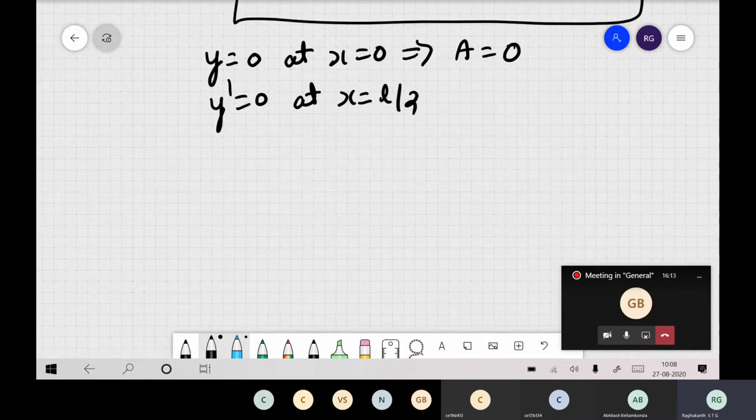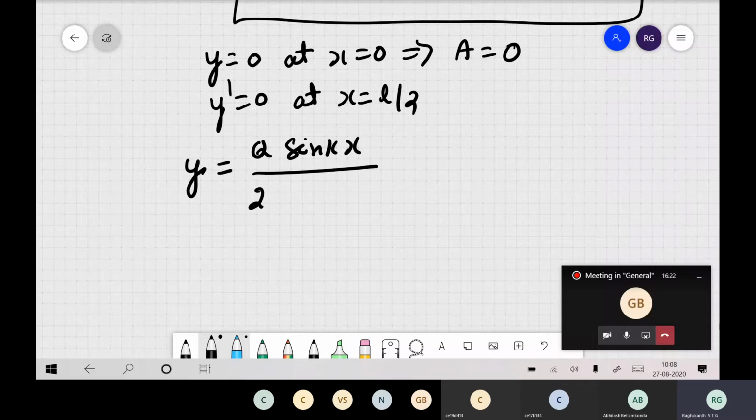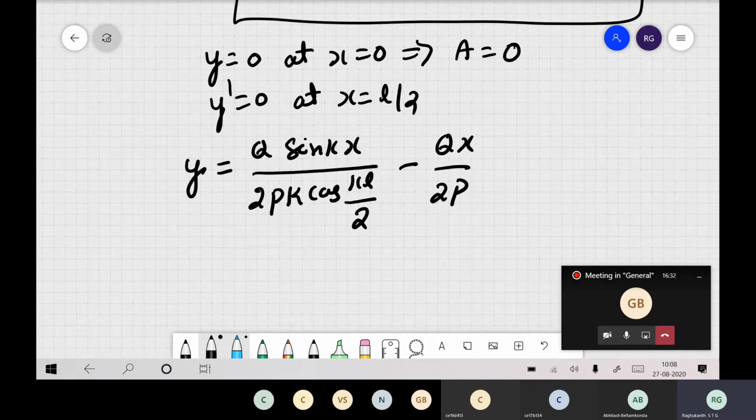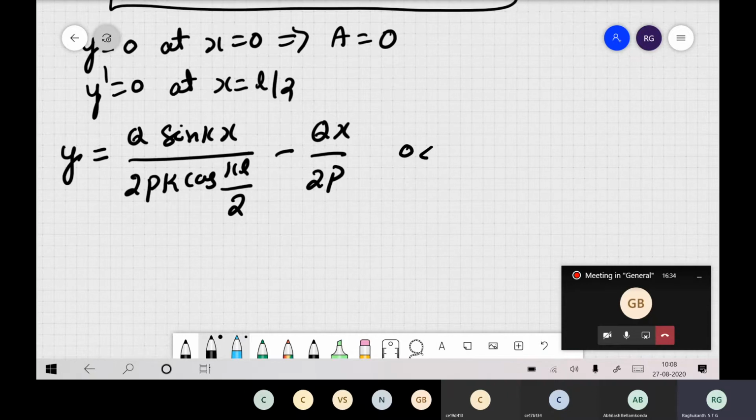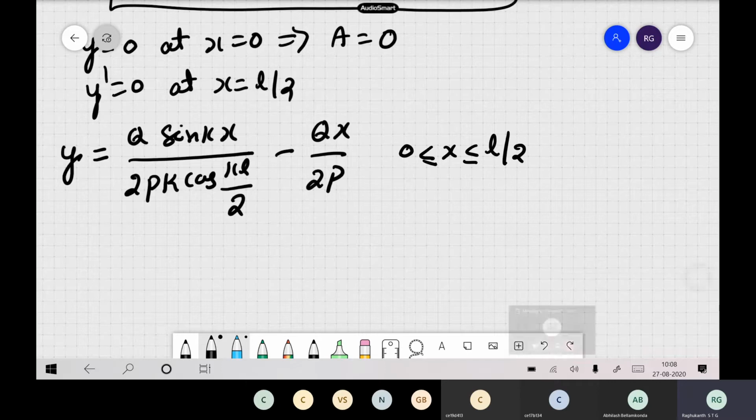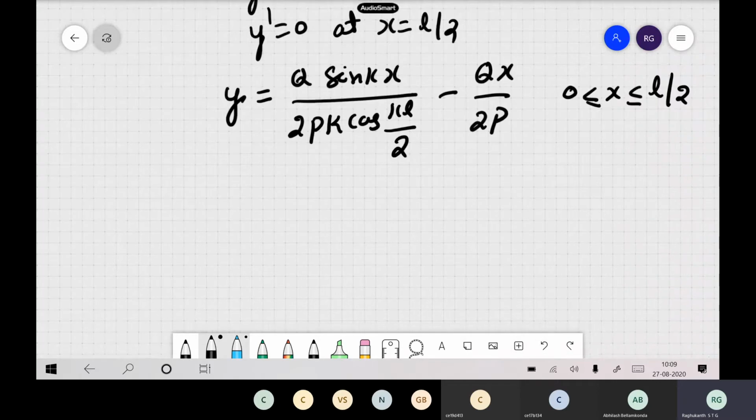So you substitute and then solve this expression. Finally you can solve for all those constants. So you can write y as q into sin kx by 2Pk cos kL by 2, minus qx by 2P. So this is your deflection, and this is valid for 0 less than or equal to x less than or equal to L by 2. Now we can find out the maximum deflection, that is at L by 2.